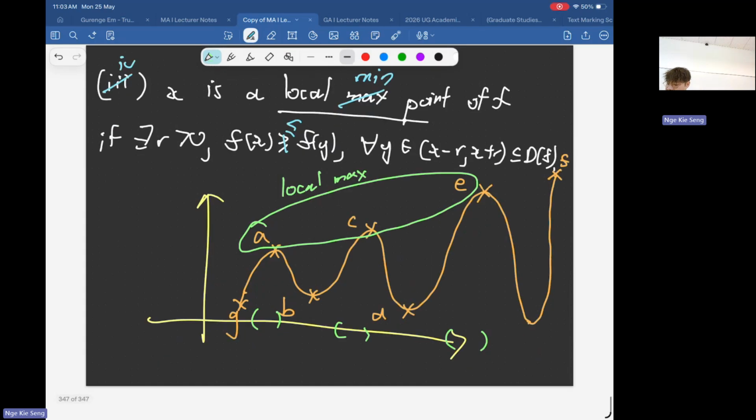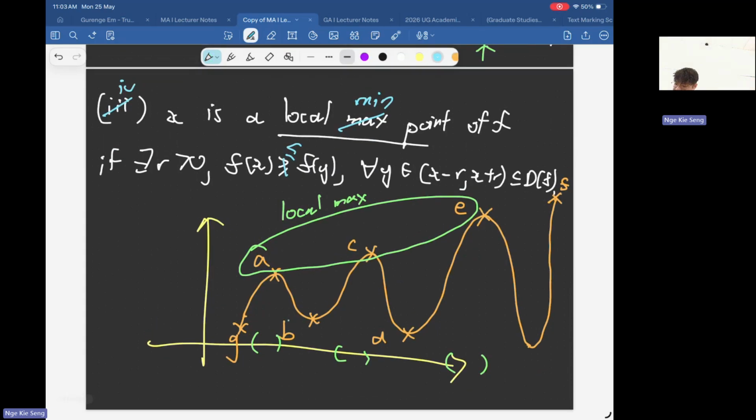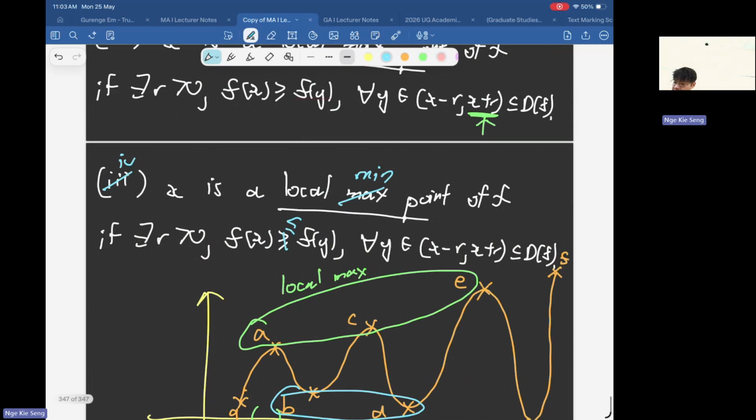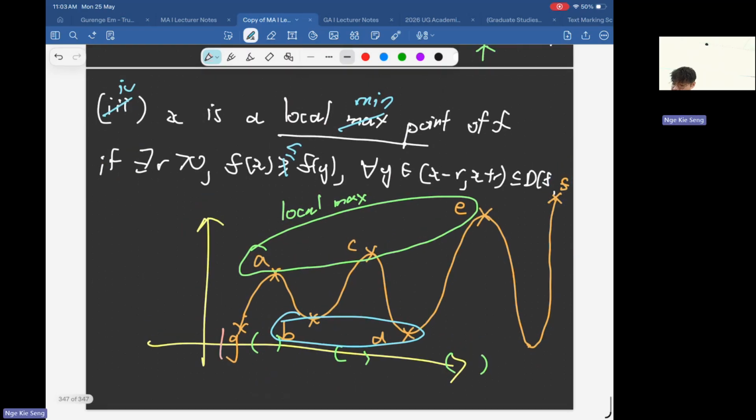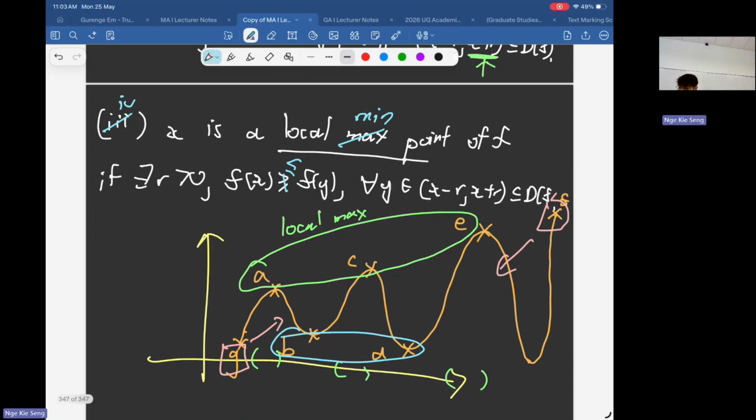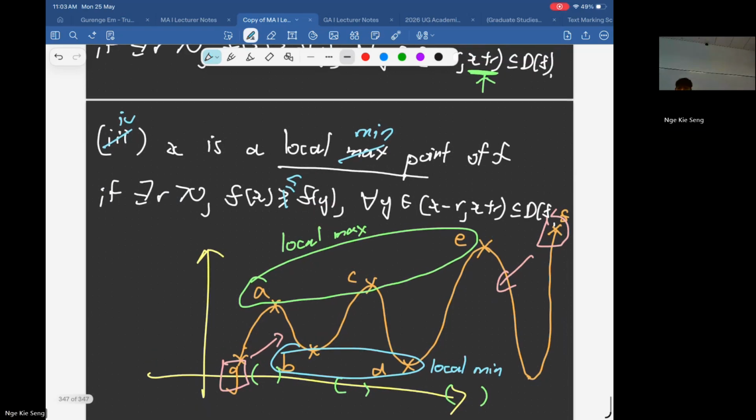So these are local max. Then you know that these are also local mins. And then the max and min are on the other side: F is the maximum, G is the minimum, because you compare with all the points in your domain. Quite good, I think, your concept. Any question? No. So the maximum or minimum point, we call it an extremum. A local max or local min, we call a local extremum.